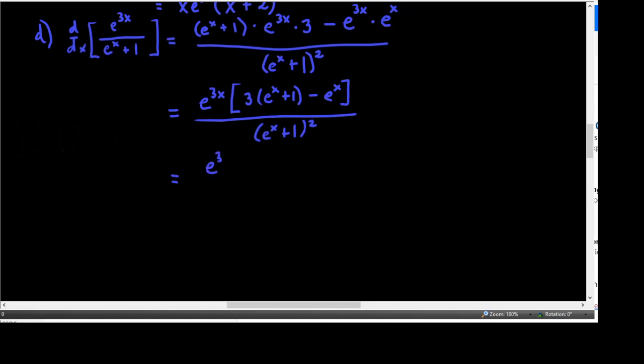Now, inside of those brackets, distributing the 3, that's 3 e to the x plus 3 minus e to the x. So the part of that I'm concerned with is 3e to the x minus 1e to the x is 2e to the x, then plus 1. I don't see any common factor in the numerator and denominator that I could cancel, so this is my final answer. That's that one.